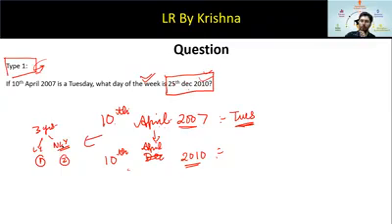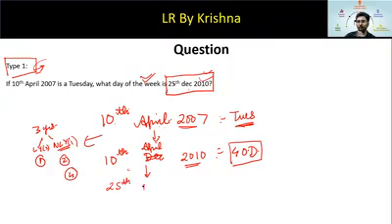Correct? So in a non-leap year, I'm having 1 odd day. In a leap year, I'm having 2 odd days. So the total number of odd days is 4. Till this date, I'm having 4 odd days. I hope this is clear to everyone. If not, then tell me. From this date, now I will move to 25th December 2010. Now again, see, it is very easy.